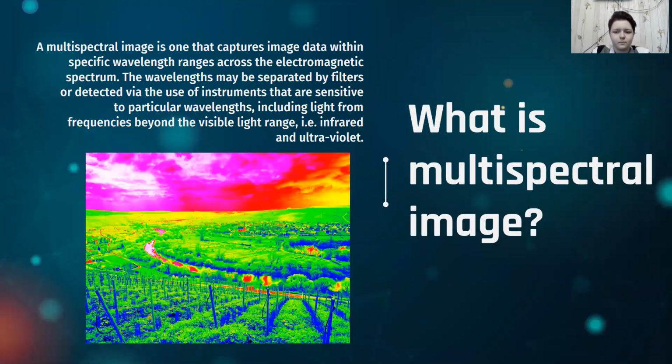So what a multispectral image actually is? A multispectral image is one that captures image data within the specific wavelength ranges across the electromagnetic spectrum. The wavelengths may be separated by filters or detected via the use of instruments that are sensitive to particular wavelengths, including light from frequencies beyond the visible light range, and infrared and ultraviolet.